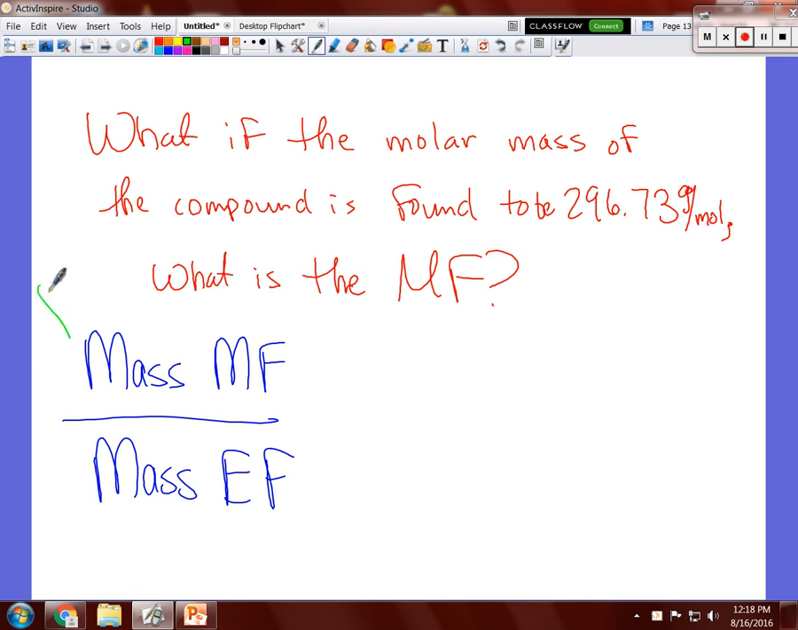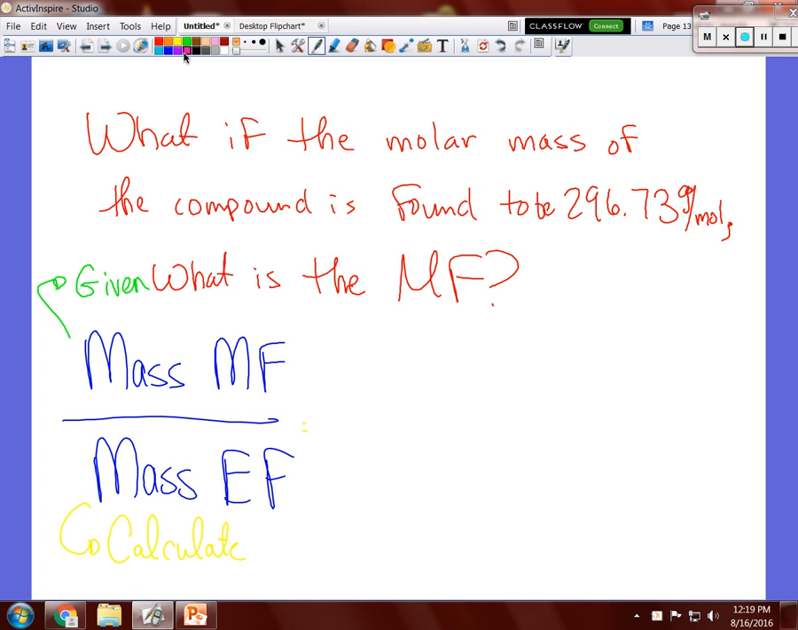And no, that is not profane language. So don't give me the weight of your best friend. Nothing. Nothing. So, we've got to be able to figure out what the molecular formula is. So the mass of the MF is given, and then how do you find the mass of the EF? So you got to calculate it.